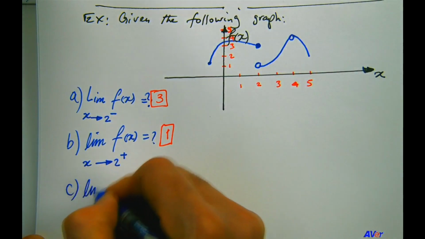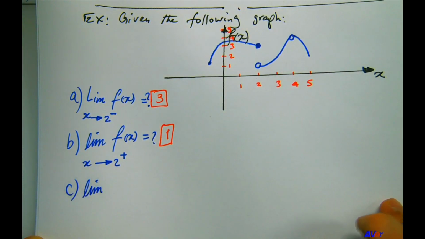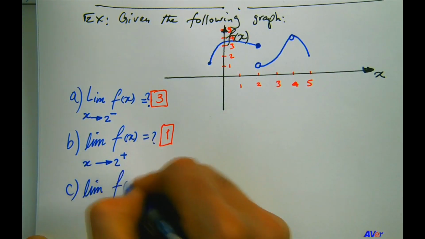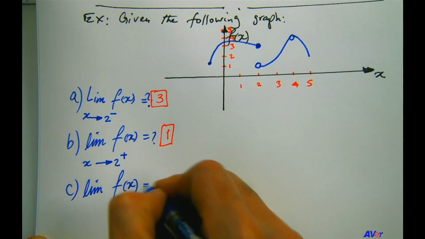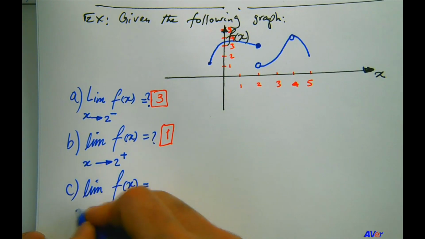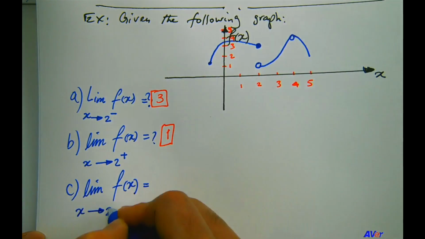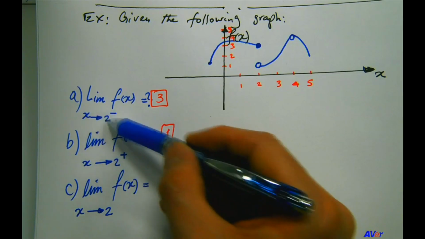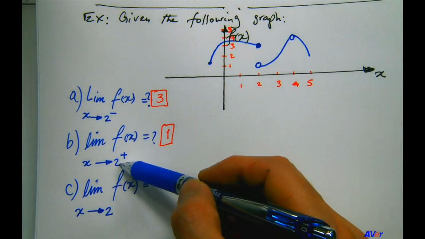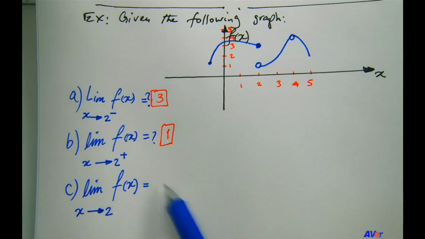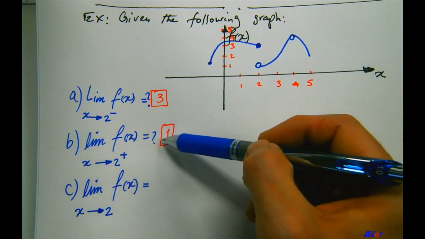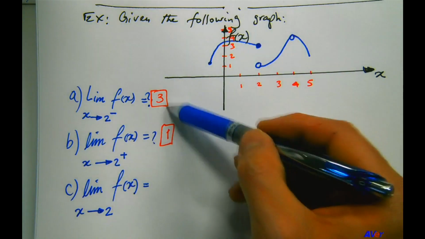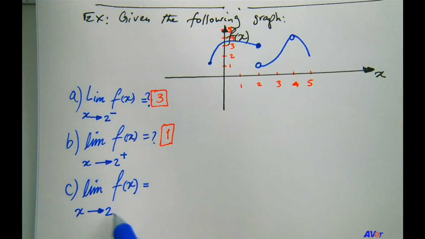Part C, we want to know what is the limit of the function as x approaches 2, right? So this was x approaching 2 from the left, x approaching 2 from the right, but now x approaching 2 from both sides. What is the limit? From the left, we got 3. From the right, we got another value, not equal. So the limit of the function as x approaches 2 does not exist.